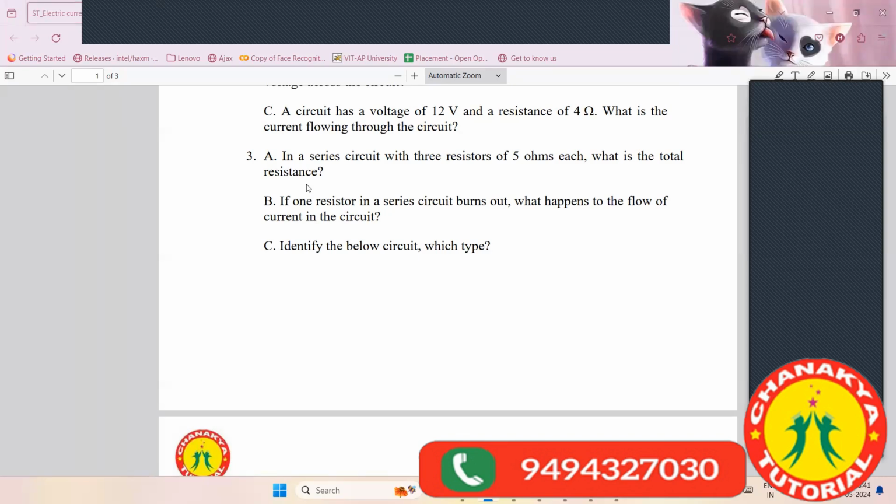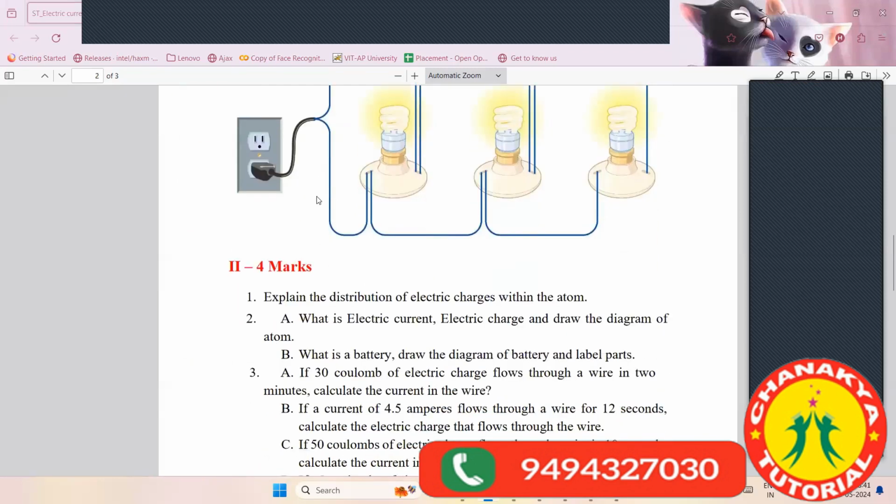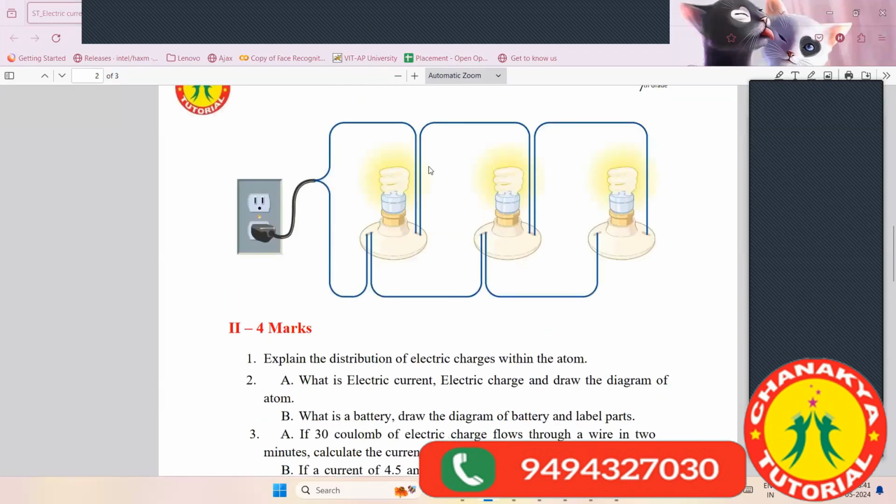Correct. If one resistor in a series circuit burns out, what happens to the flow of current? The whole circuit needs to be replaced. Yes, correct. I think everyone got it right. So what kind of circuit is this?